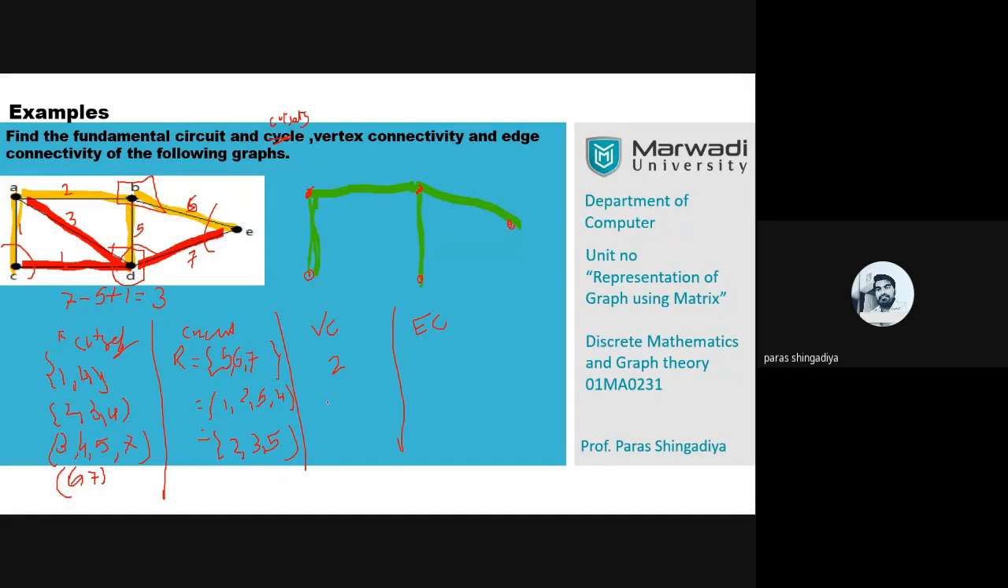So based on the graph, 6, 7, either 1, 3 or 1, 4, will be the smallest cut set because it involves only 2 edges. The rest of all the cut sets will include more than 2 edges, which you can check. But these 2 cut sets involve the minimum number of edges. One is 6, 7, or you can consider 1, 4, which involve 2 edges. So the edge connectivity of this graph will be 2.